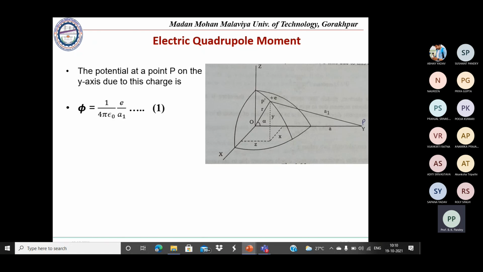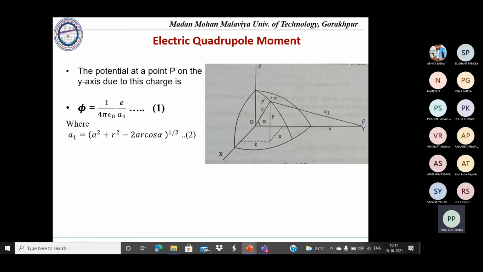The potential due to the charge is phi equal to 1/4 pi epsilon 0 E upon A1. This is the potential at the point P on the y-axis due to this charge. A1 is the distance from P dash to P, that is, from the point where the plus E charge is placed to the point P, where A1.